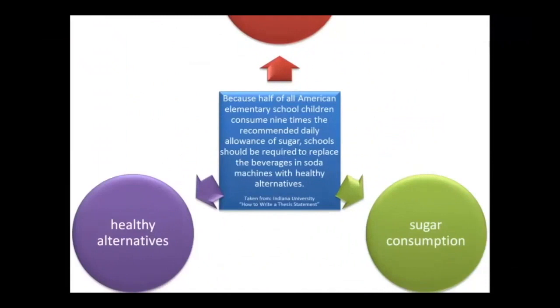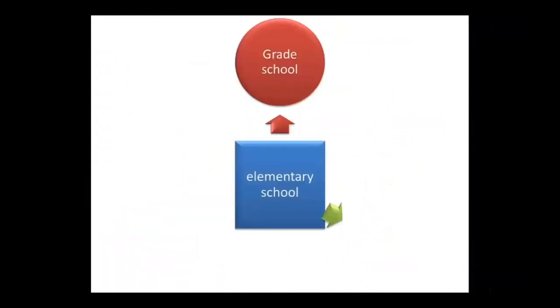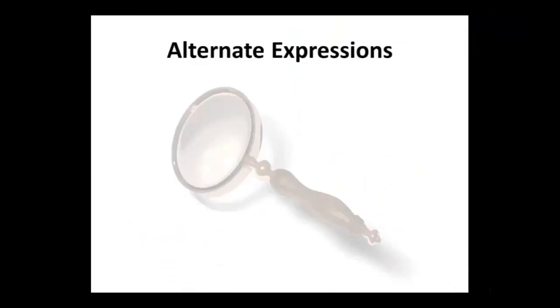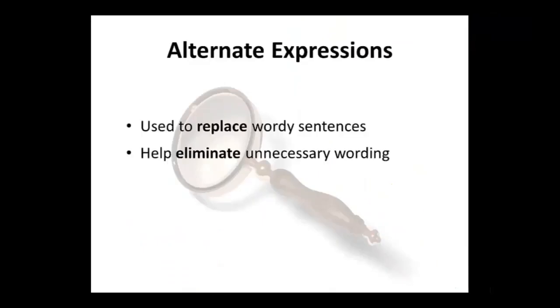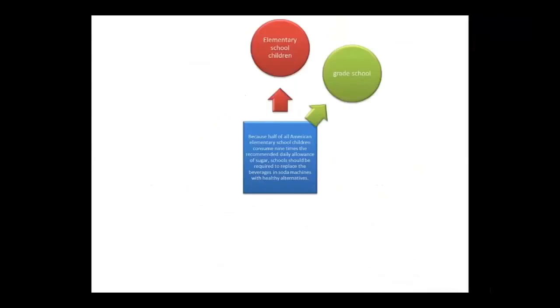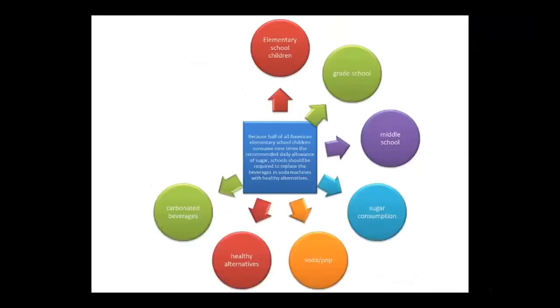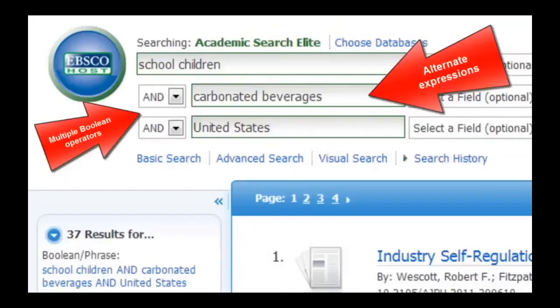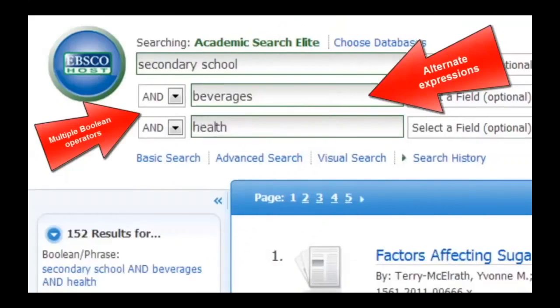Let's look at that thesis statement again. What are some different ways to search for elementary schools? These are known as alternate expressions. They can replace wordy sentences, help eliminate unnecessary wording, and pinpoint key concepts while retrieving new results. By adding alternate expressions and adjusting the Boolean operators to match, you can control and refine your results all in one search.